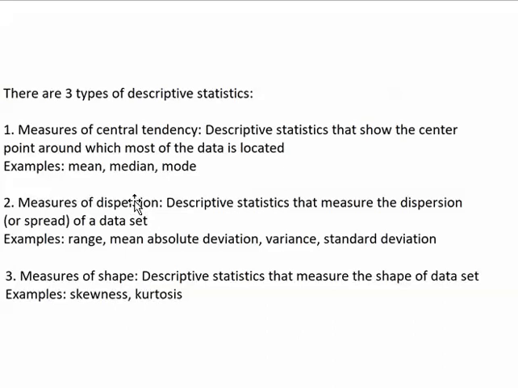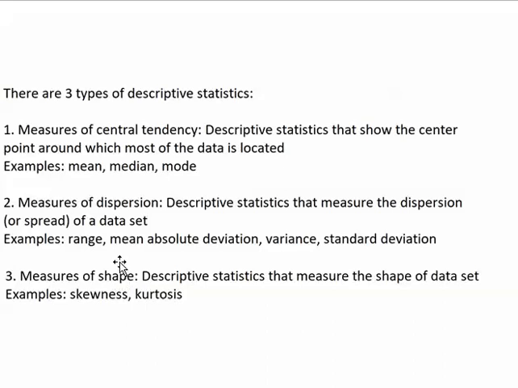The four measures of dispersion that we'll talk about in this class are the range, mean absolute deviation, variance, and standard deviation. These four values have their own formulas, but they all measure the same idea or concept, which is dispersion. The third category is called measures of shape. Measures of shape are descriptive statistics that measure the shape of a data set. We'll be talking about the shape of a data set in detail in a later video.